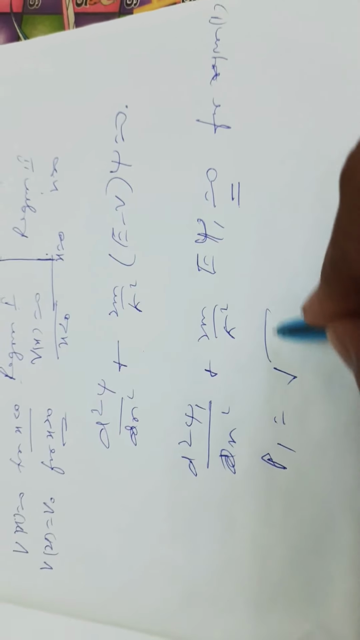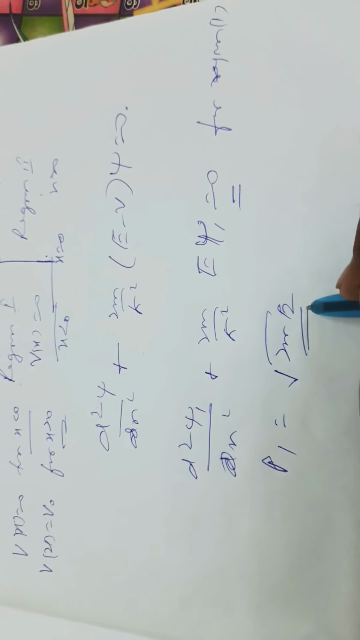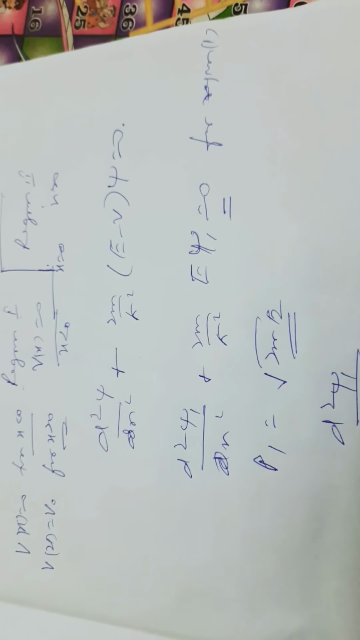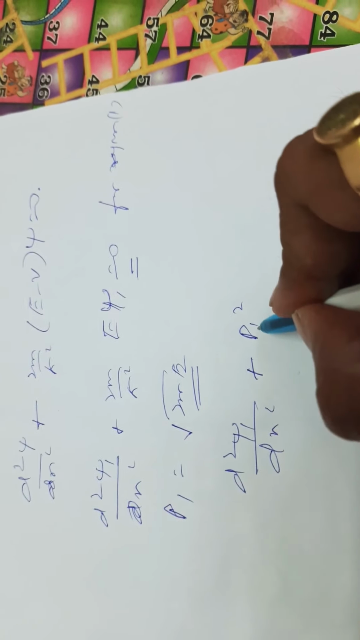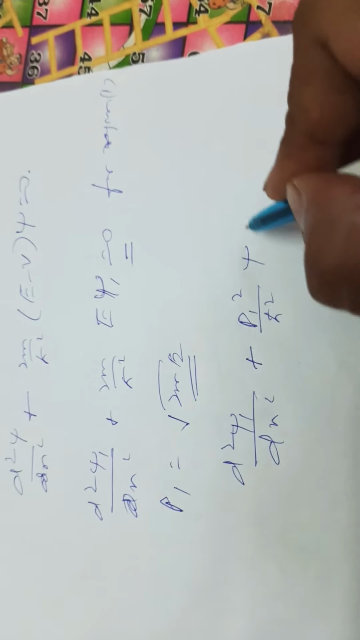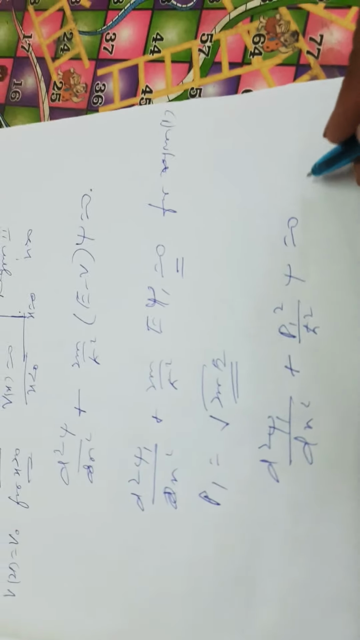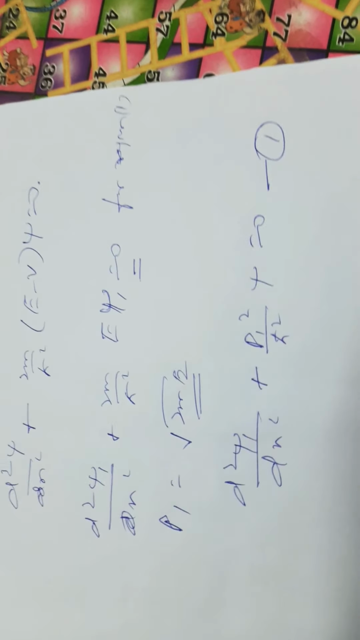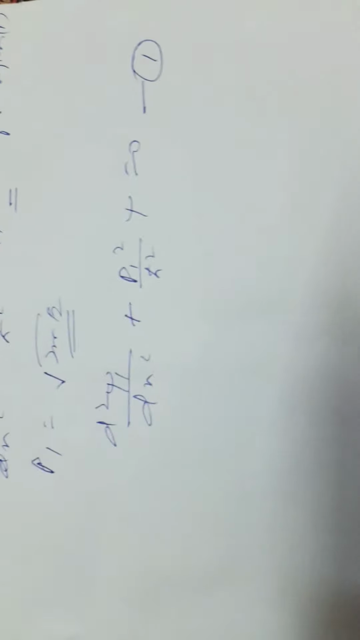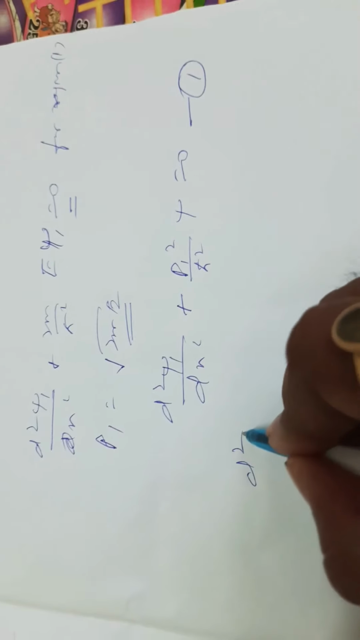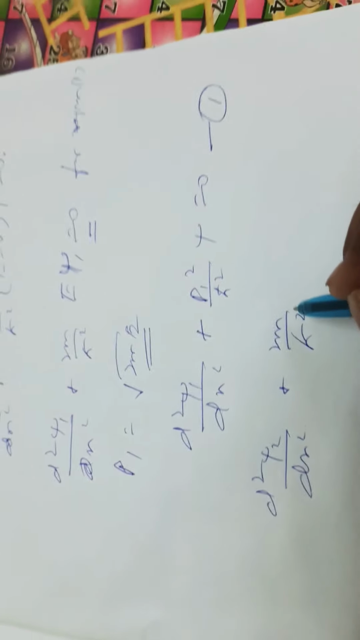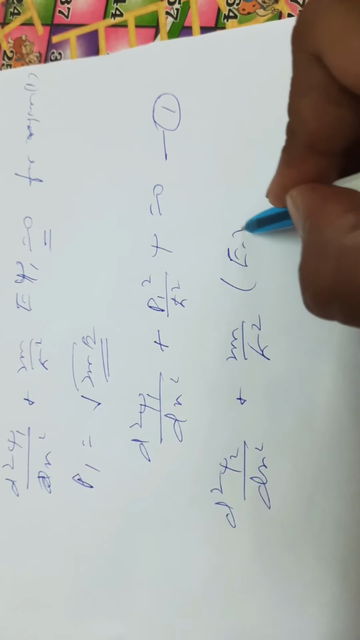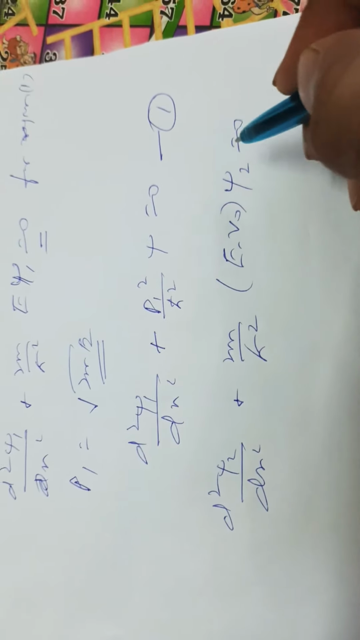Now putting p1 equal to under root 2mE, we know this relation, this is the momentum, we get d square psi 1 by dx square plus p1 square by h cross square psi 1 equal to 0. This is for region 1, equation 1. Similarly for region 2, we can write d square psi 2 by dx square plus 2m by h cross square into (E minus V naught) psi 2 equal to 0. This is for region 2.